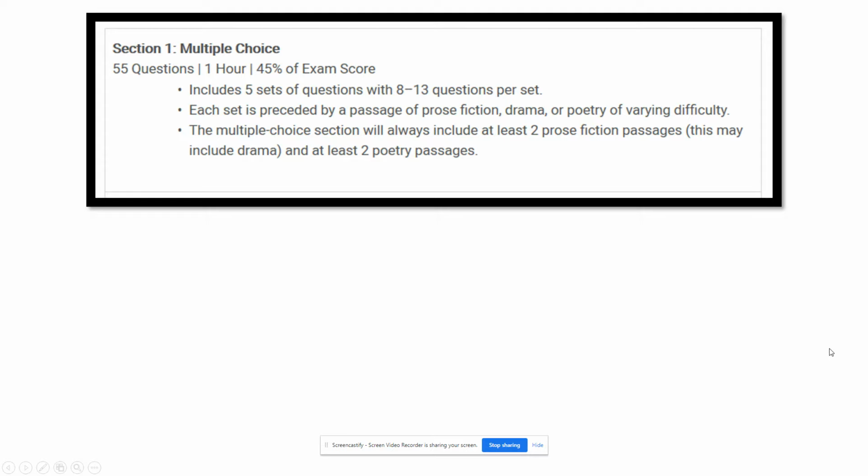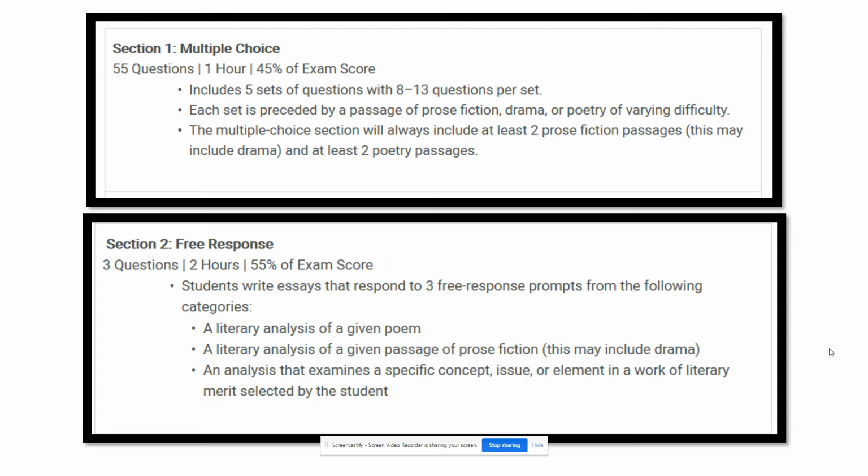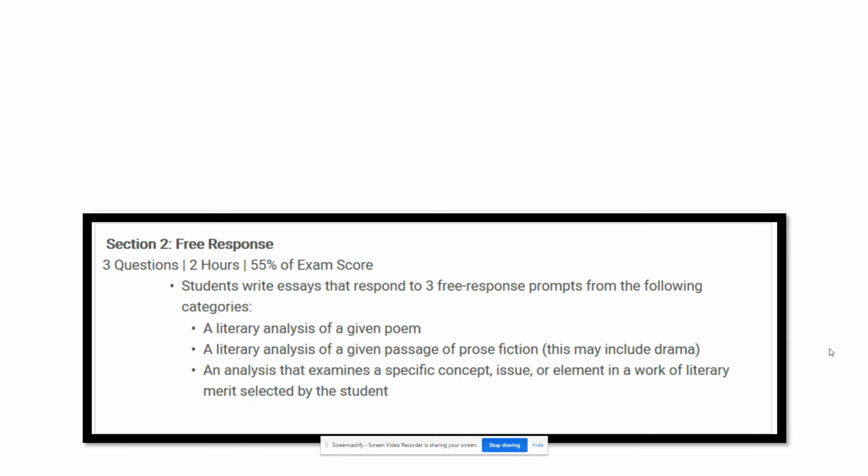As you know, the test you're going to be asked to take in May has two sections. The first one is 55 question multiple choice. You get an hour, it's 45% of your exam. But we're not really worried about that. I'm going to focus here on the second part, the free response. Free response questions are the three essay questions. You'll have 2 hours to complete that. That's over half a percentage total of your exam score. So that's what we're going to dial in on today.